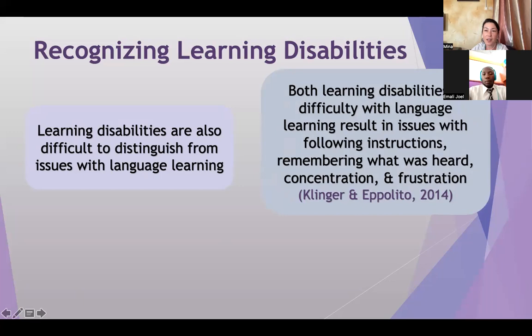They have a lot of the same kind of symptoms as well. They may have trouble following instructions, not being able to remember what the instructions were or what the information was. They may be having a hard time concentrating, either because they have a learning disability or because they're just not understanding the language. It's exhausting to them, and then frustration as well. And so without going a little further and finding out more, we don't know exactly what the issue is.